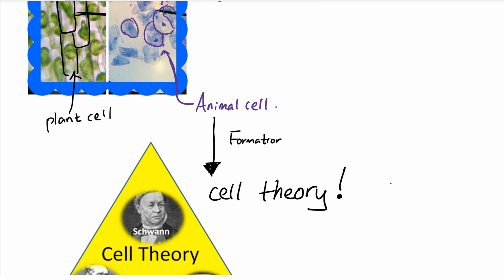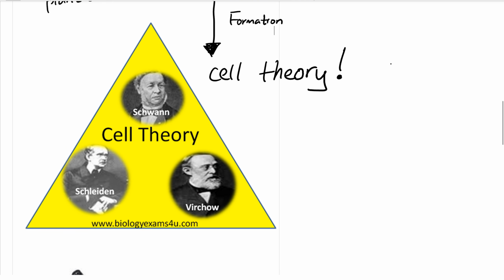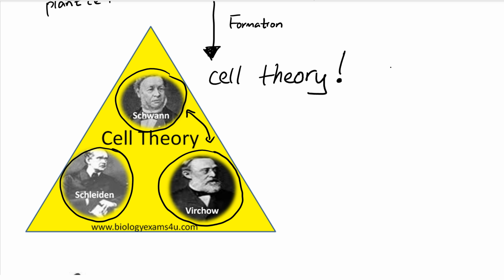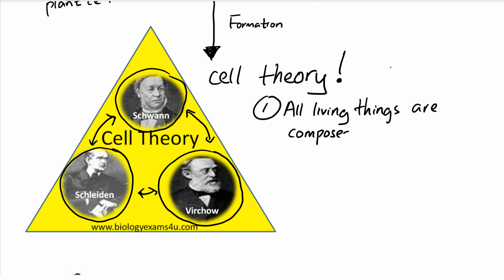The formation of cell theory came from different people. These three people, Schwann, Schleiden, and Virchow, had different observations. They argued against each other all the time. Later, they concluded their observations and formulated the three cell theories. They came independently, but generally now we accept all three of them.